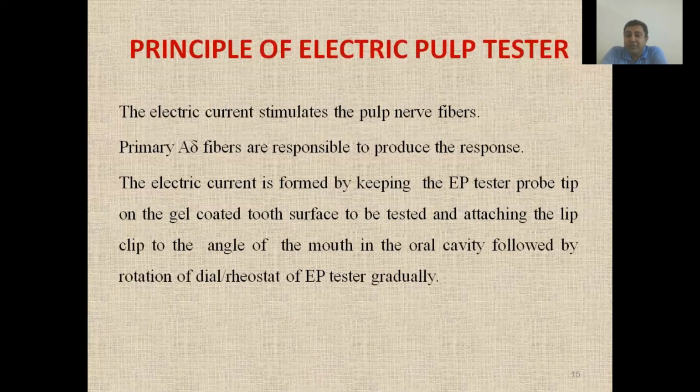Now, what is the principle of working of an electric pulp tester? The electric pulp tester stimulates the pulp nerve fibers. Primarily A delta fibers are responsible for this response. The electric current is formed by keeping the electric pulp tester probe tip on the gel coated tooth surface to be tested and attaching the lip clip to the angle of the mouth in the oral cavity, followed by gradual rotation of the dial or rheostat in the electric pulp tester. This is the whole working of the electric pulp tester.